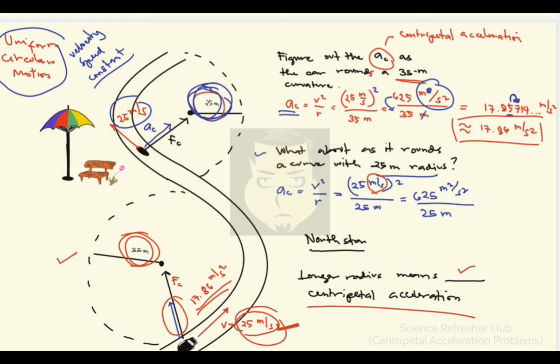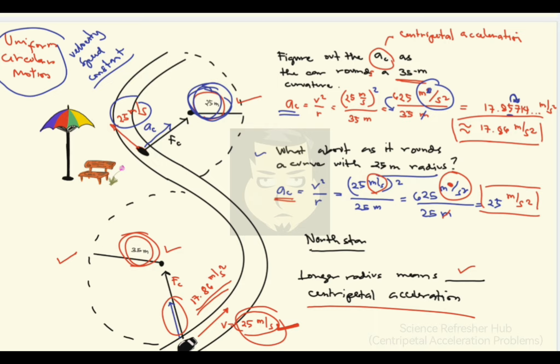The quotient is 25. And don't forget, we can cancel this meter here. And we have 2 meters unit here. We can just omit the squared. So you will have meter per second, unit of acceleration, since we're dealing with centripetal acceleration. So the unit is meter per second squared. This is now the centripetal acceleration when the object is rounding on a shorter radius. Okay, if you notice, it's 25. It's lesser than 35, obviously.